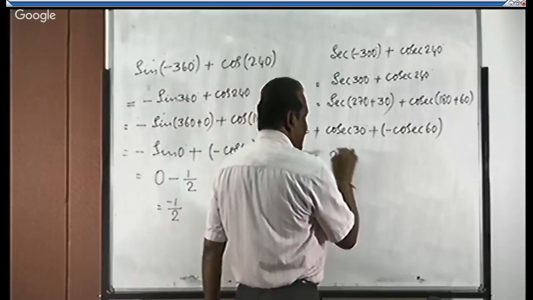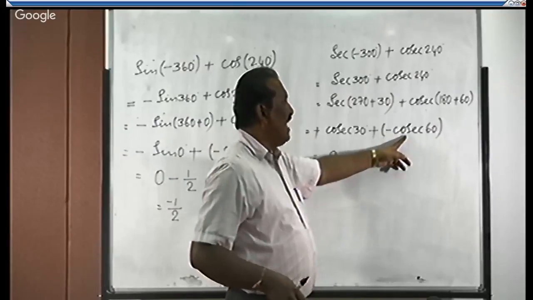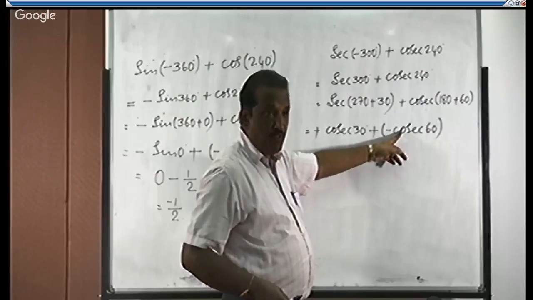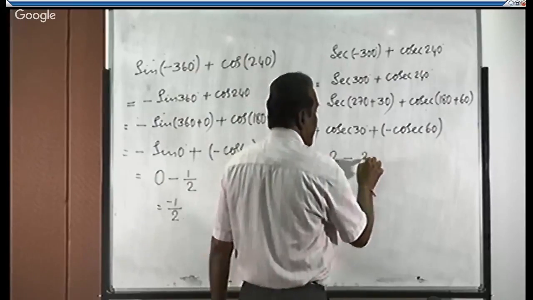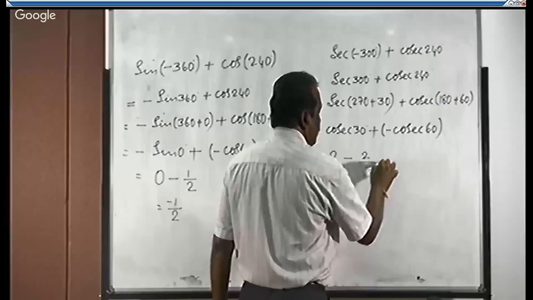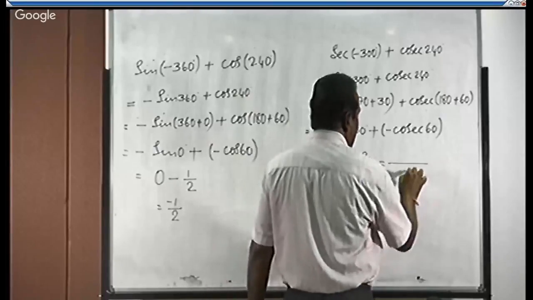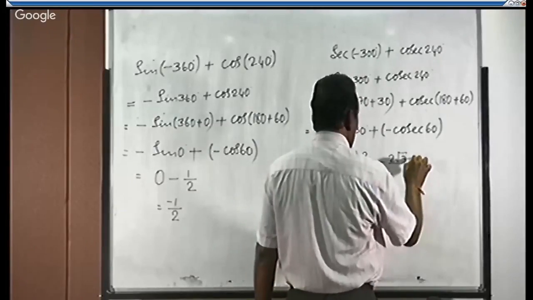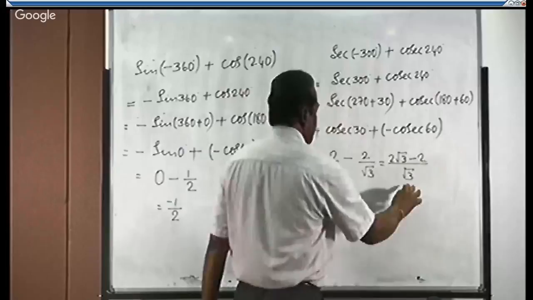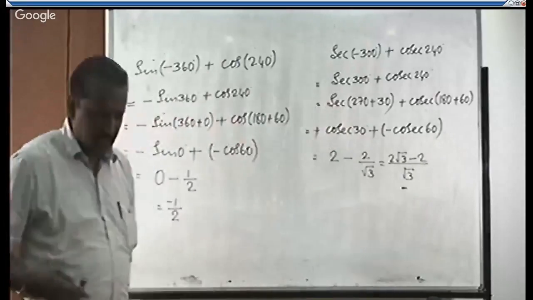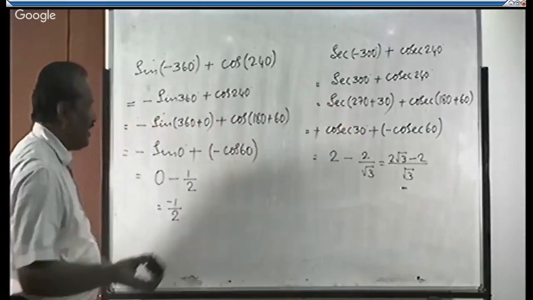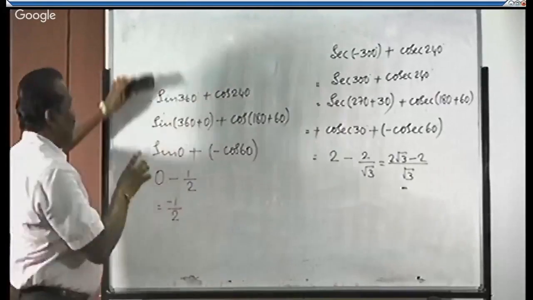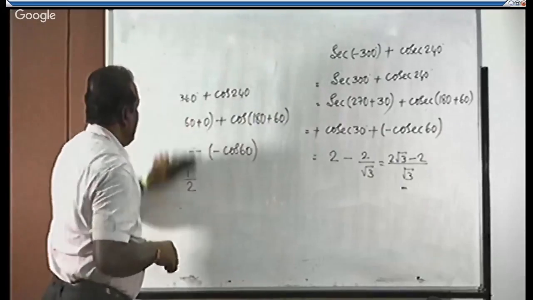Plus into minus, it is minus. So the value of cosecant 60, remember it's reciprocal of sin 60, which is root 3 by 2. Therefore, its value is 2 by root 3. So if you take LCM as root 3, the answer is 2 root 3 minus 2. Even you can take 2 as a common factor, it does not matter. You should remember the numerical values also.